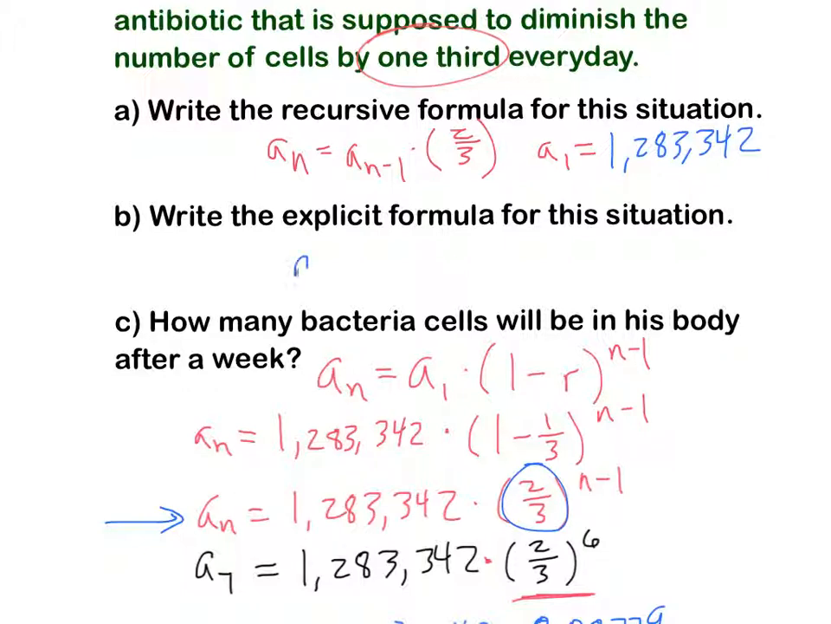The explicit formula is actually this line right here. The starting value, A1 times R to the n minus 1. So those would be your two formulas.